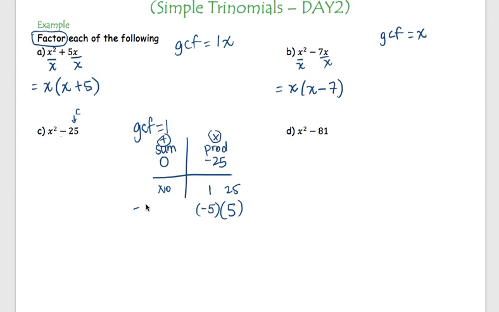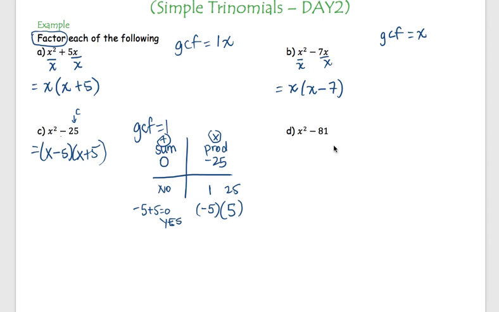Now if I add them, yes, I will get a 0. So these are the factors. So in this case, all you have to do is write x minus 5, x plus 5, like that.